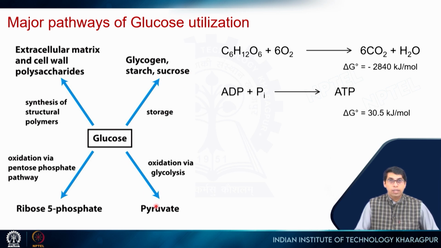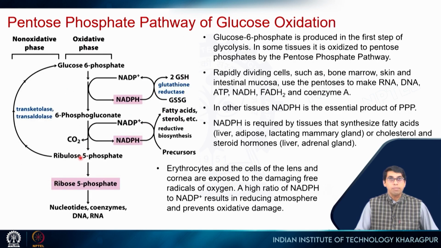So, now we have looked at this glucose to pyruvate formation, pyruvate to lactate formation, and then lactate to glucose formation. So, next I am going to talk about this oxidation of glucose via the pentose phosphate pathway. So, pentose phosphate pathway of glucose oxidation, right. So, glucose 6-phosphate that is produced in the first step of glycolysis, right. In some tissues, it is oxidized to pentose phosphates via the pentose phosphate pathway, right. So, after formation of glucose 6-phosphate, instead of going into glycolysis, it can go into this alternative pathway, which is the pentose phosphate pathway.